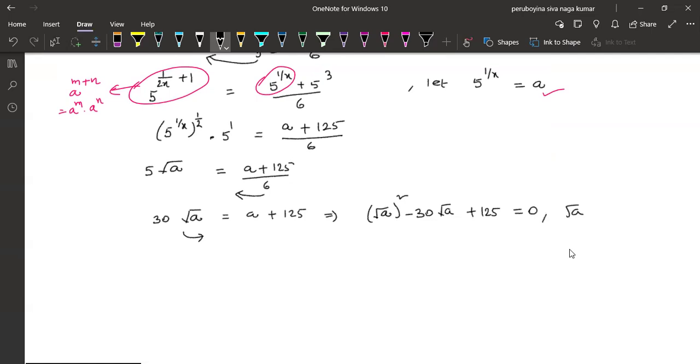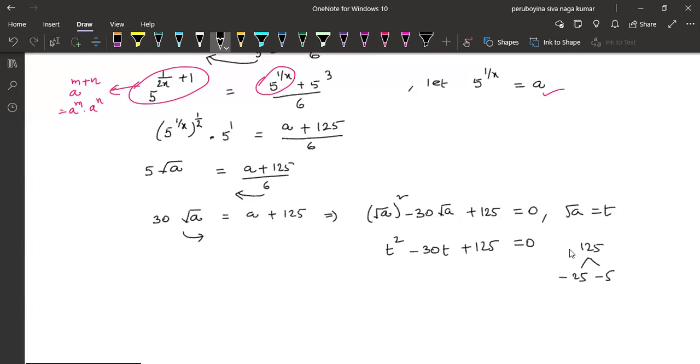Replacing root a with t, the equation becomes t square minus 30t plus 125 equal to 0. We have to solve this quadratic equation. 125 we have to split into two factors that will give us 30. Which numbers are possible? 25 and 5, what do you say? If both are negatives, adding minus 25 and minus 5 will be minus 30. We are getting this minus 30. If you multiply minus into minus, plus, 25 fives are 125.